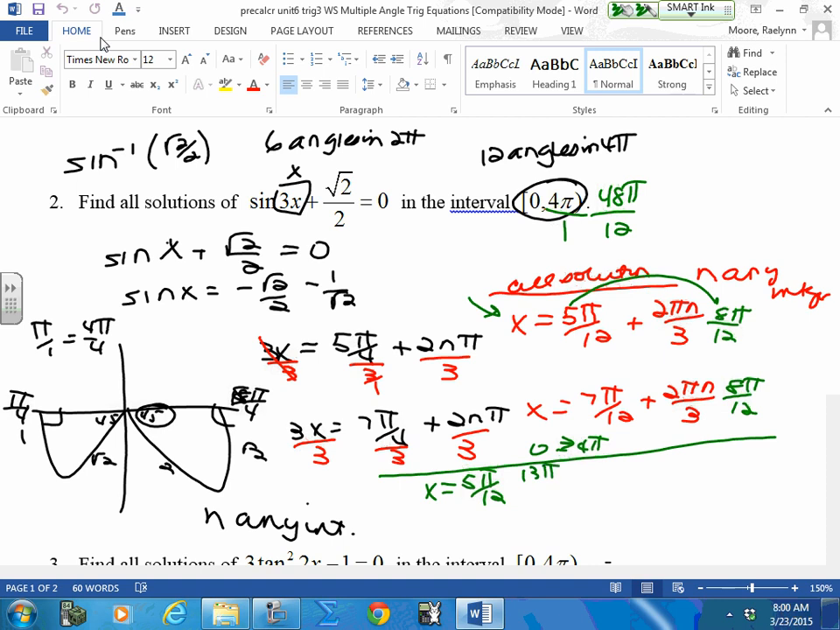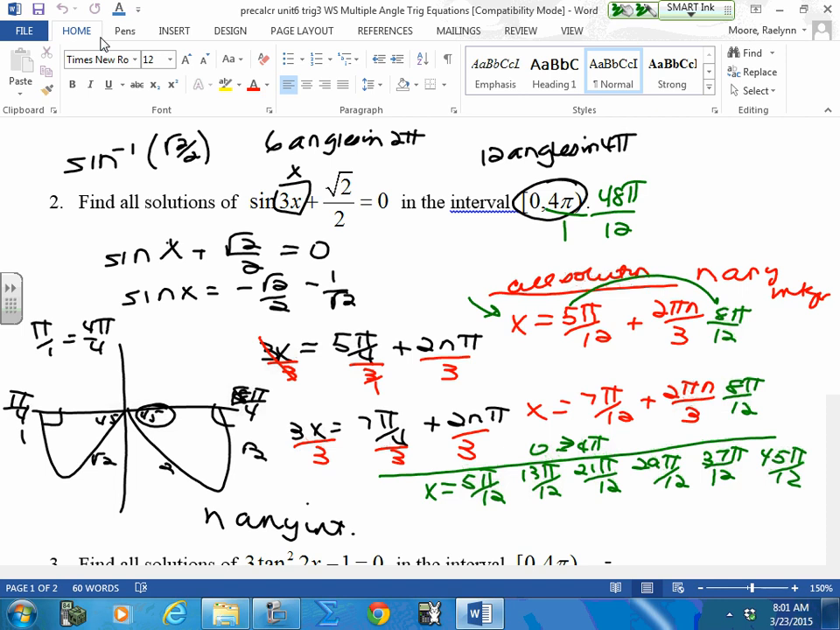13 pi over 12. Keep going. 21 pi over 12. 29 pi over 12. 37 pi over 12. 45 pi over 12. I've got 1, 2, 3, 4, 5, 6. And if I go any more, don't I pass the 48 pi?